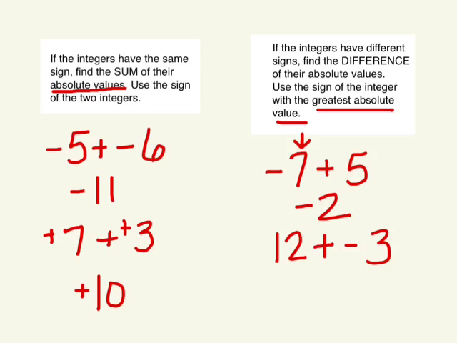12 plus -3, the signs are different. We have a positive and a negative, so we subtract, and we get 9. And the sign of our larger absolute value, which is 12, is a positive. So this answer is +9.